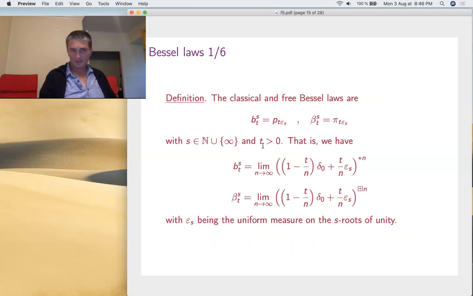Full details. First of all, I remind you, this will be a mixture of things that we've seen already, but with more details and also a few new things. So first of all, the definition comes by making a compound Poisson limiting theorem with a variable t, as usual, the truncation variable, and the measure that you plug in is the uniform measure on the s-th roots of unity.